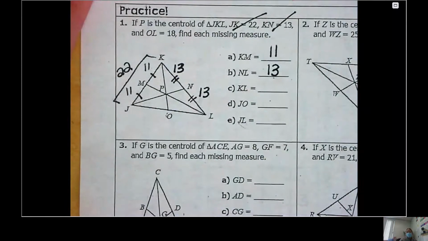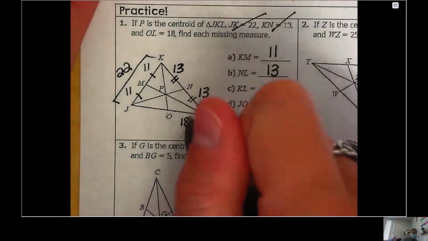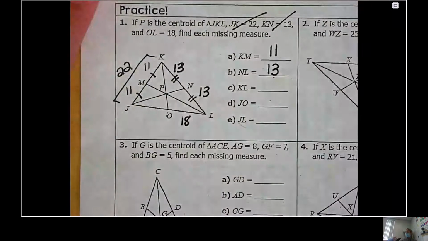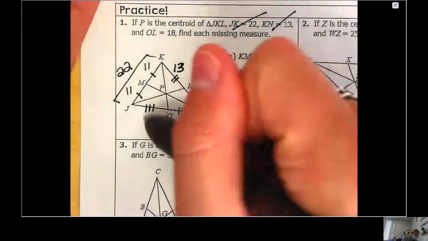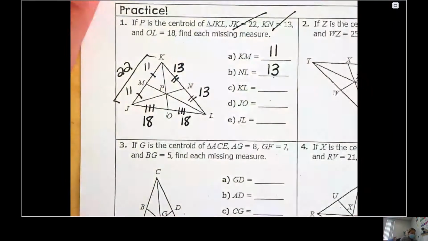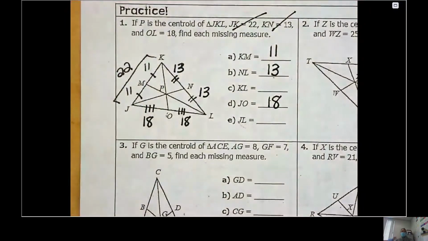Last one it gives me is OL is 18. Here's OL is 18. Which one has to be the same as that one? JO is also 18. Right, so it's just midpoints. Midpoints means everything's right in the middle, everything's the same.